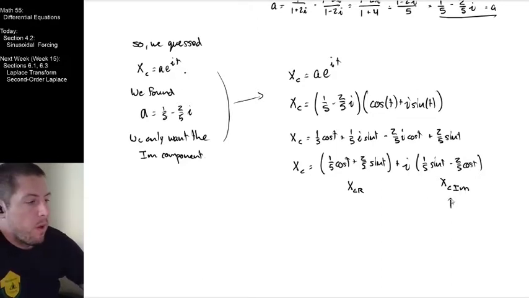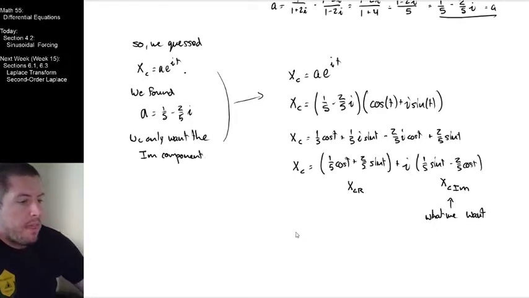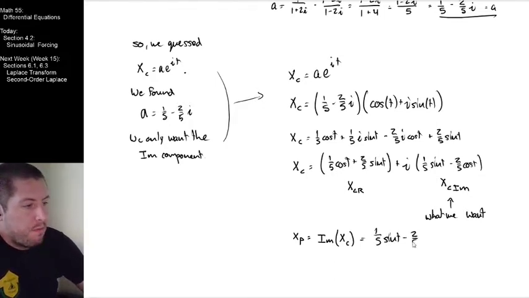So this is what we want. So I think that we're getting x sub p is our imaginary component of x sub c, which is 1/5 times the sine of t minus 2/5 times the cosine of t.